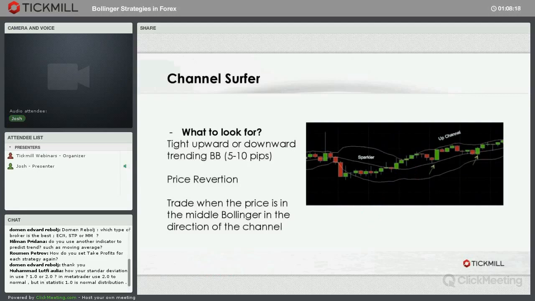I see a question from Rumen Petrov. How do you set take profit for each strategy again? Okay, good question, Rumen. So you know how to set the stop losses. I went over that. Typically, you always set the stop loss at the nearest point of resistance. So if you enter at the moving average to go long, your stop loss would be at the lower Bollinger Band.